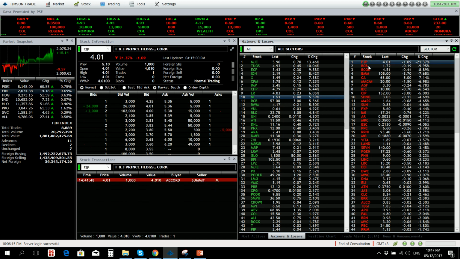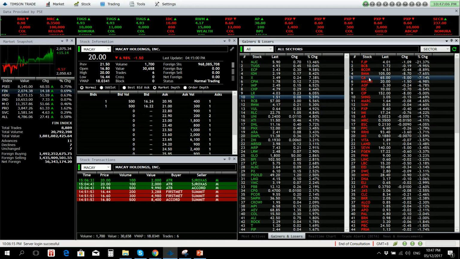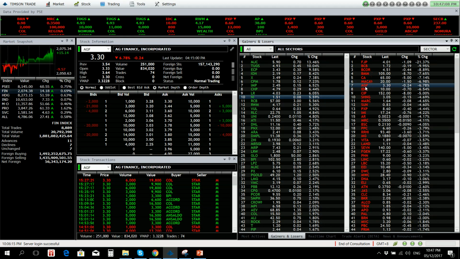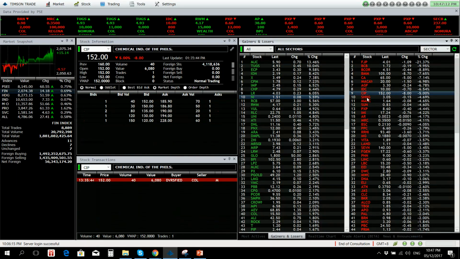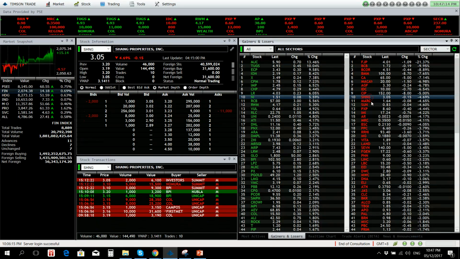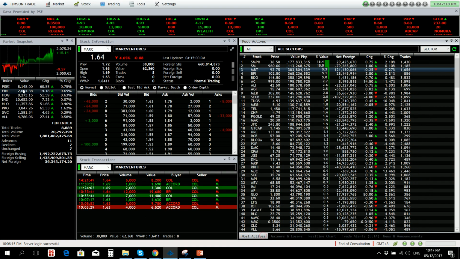For losers, FJP has no volume. BCB, B-Corp, BMM, CA, MacKay, and AGF do not have volume as well. So it's IDC, 6.54% down. CIP, no volume. Shang Properties, no volume. And Park does not have volume as well.